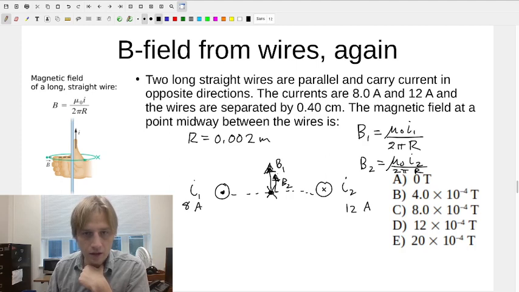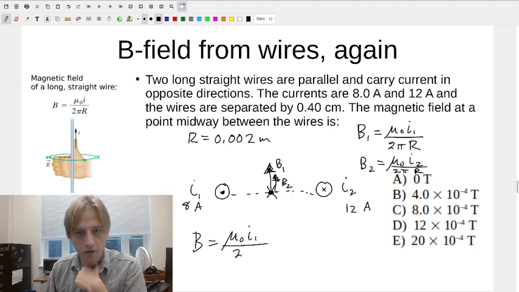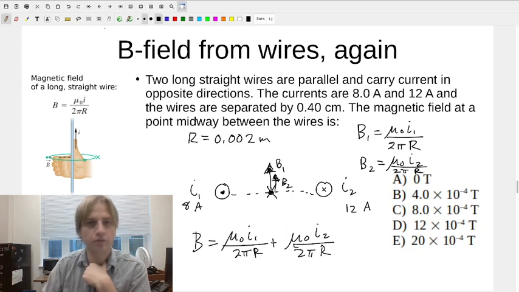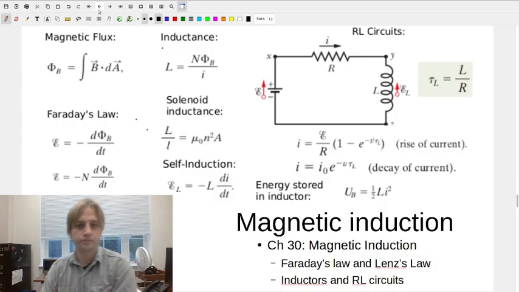And then, because these are in the same direction, you could go ahead and add them together. If they were in opposite directions, you'd have to take their difference. So they're adding like vectors. Okay, so the magnetic field here would be mu naught times I1 over 2 pi r plus mu naught times I2 over 2 pi r. And I will let you work the rest of that out as you work through your review sheet.